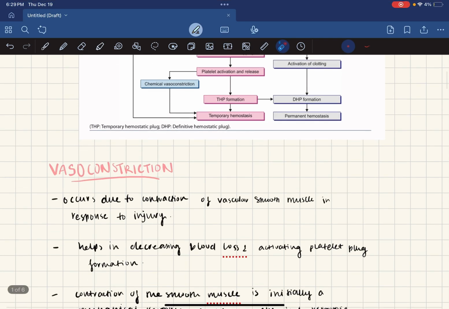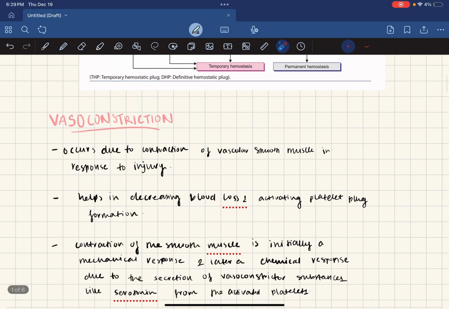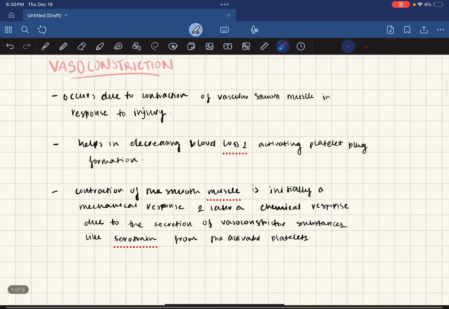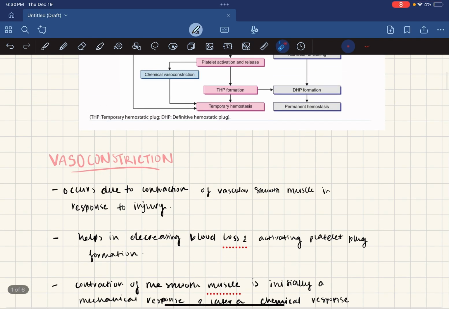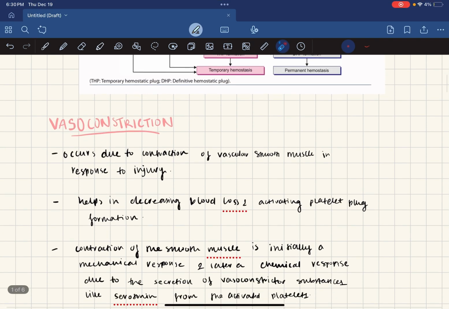First, coming to vasoconstriction, which is the first step, it occurs due to the contraction of the vascular smooth muscle in response to the injury, that is due to the injury of the endothelium. That helps in decreasing the blood loss. As we have already learned, it leads to temporary hemostasis, and it also helps in activating the platelet plug formation.